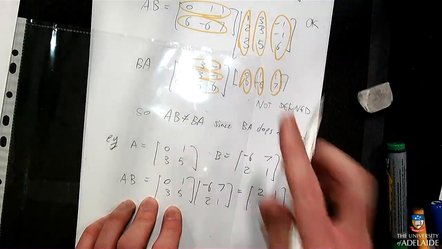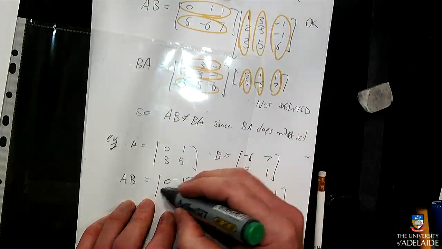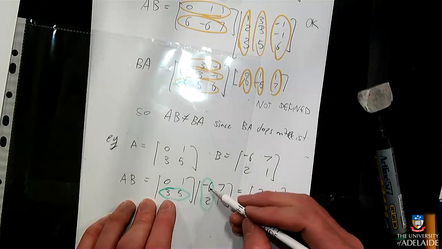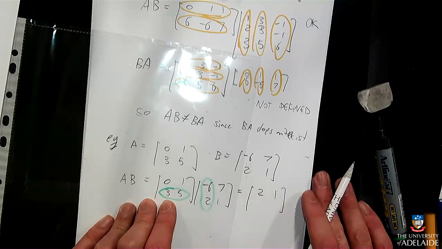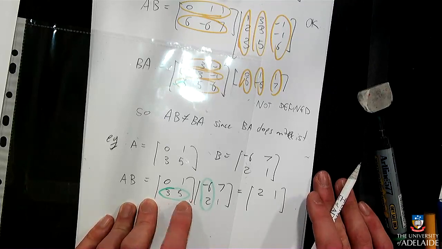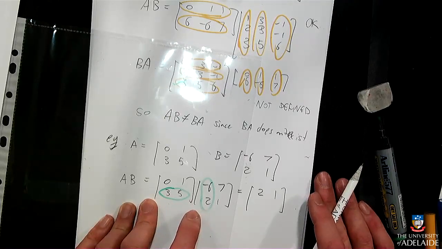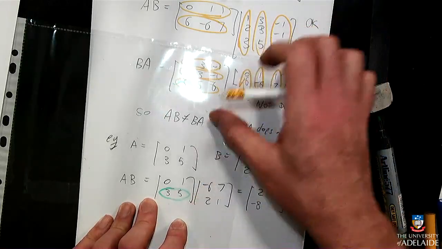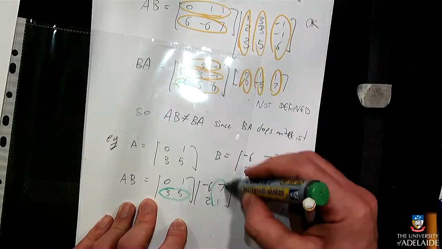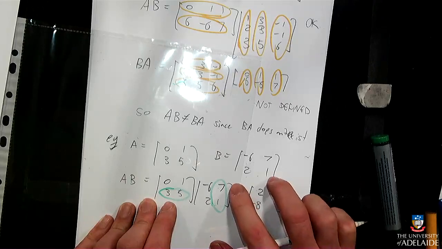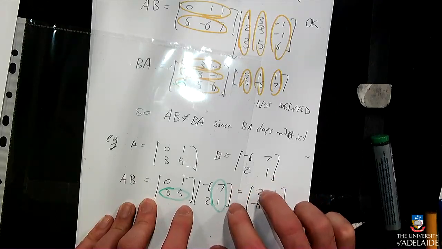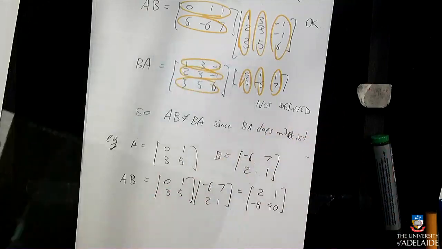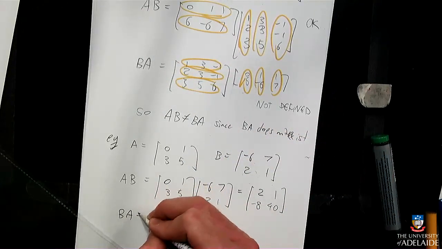So now I've finished with the first row. I'll do the next row, and I'll go back to the first column. 3 times minus 6 is minus 18, and then 5 times 2 is 10, so minus 18 plus 10 is minus 8. And 3 times 7 is 21, and then 5 times 1 is 5, and so we get 26. So that's what we get when we multiply them this way. But BA is this way round.